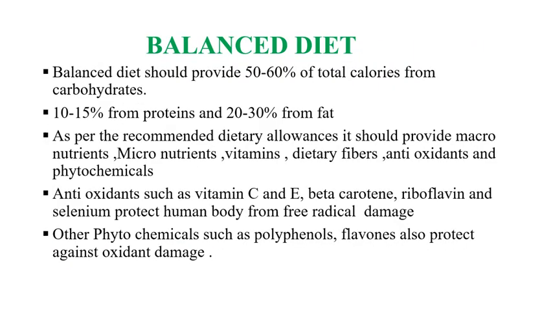A balanced diet should provide 50 to 60% of the total calories from carbohydrates, 10 to 15% from proteins, and 20 to 30% from fat. As per the recommended dietary allowances, it should provide macronutrients, micronutrients, vitamins, dietary fibers, and antioxidants such as vitamin C, vitamin E, beta carotene, and riboflavin. They protect from free radicals. Usually free radicals are produced in metabolism and have to be neutralized, otherwise they cause damage. So a balanced diet should include all these components.